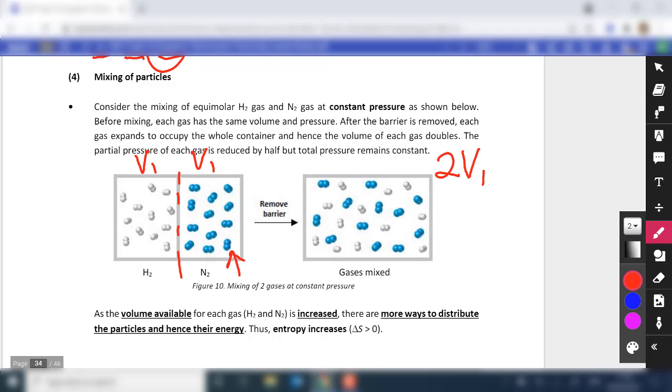Of course, when we keep saying more ways to distribute the energy, it seems very vague. What do we mean by more ways to distribute this energy? Actually, there is no simple solution to this, to be honest with you, because if you want to go deep, you have to understand the concept known as statistical thermodynamics. But I can use a very simple illustration for you.